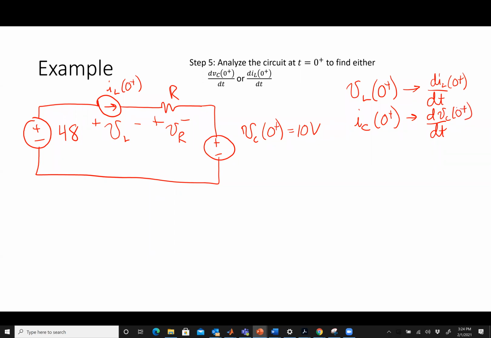Okay, so let's do the easy one here first. What does I sub C of 0 plus have to be? If I look at this circuit, I sub C, the capacitor current at 0 plus, what's that got to be in this case? If I'm looking at this circuit, what's the capacitor current?